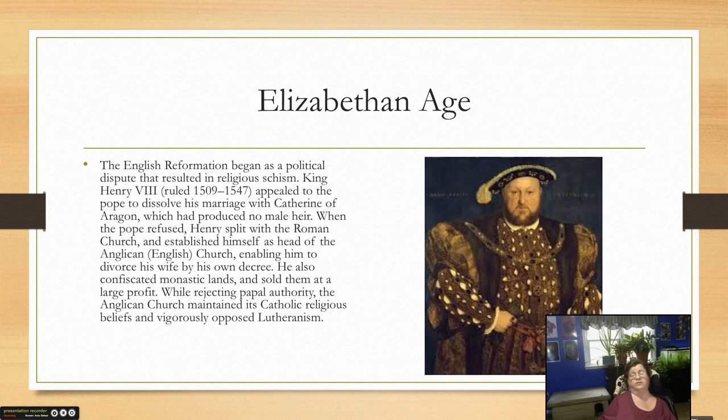And he split with the Catholic Church and established himself as the head of a new church, which he called the Anglican Church or the English Church. And he then divorced his wife by his own decree. He also confiscated any lands that were owned by the Catholic Church and sold them at a pretty good profit. So while rejecting papal authority, the Anglican Church maintained its Catholic religious beliefs and vigorously opposed other Protestantism, especially Lutheranism. So while they didn't acknowledge the Pope anymore, they basically were still Catholics.